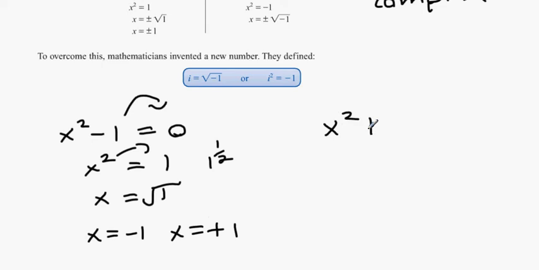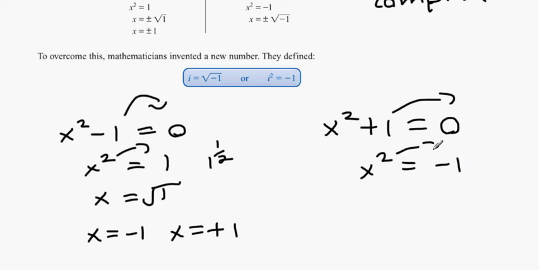Now this other equation, however, has no answers as we know it. We bring over the 1 and we get x squared equals minus 1. Once again we bring the squared over to the other side and we take the square root of minus 1. Now we know that there's no number in the world that, when multiplied by itself, gives you minus 1. So what mathematicians invented was the letter i. The answer to this question is i, so i is a letter that represents the square root of minus 1.